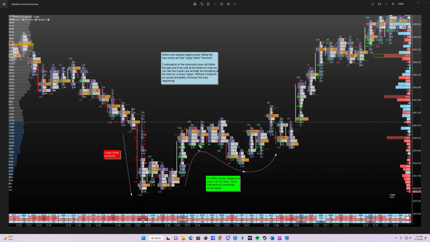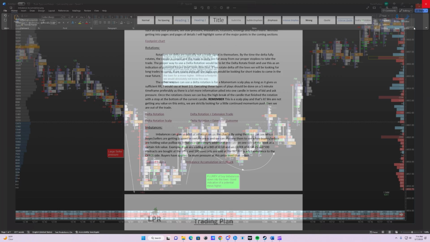This is a great way you can use your imbalances to decipher the code of who is in control at any given time. It's going to take some screen time to get used to this, but hey, it's a great tool in trading. I use it every single day.